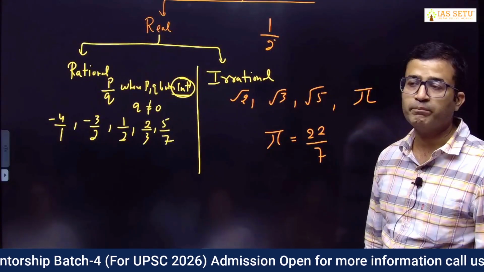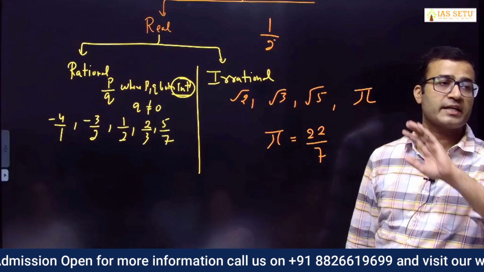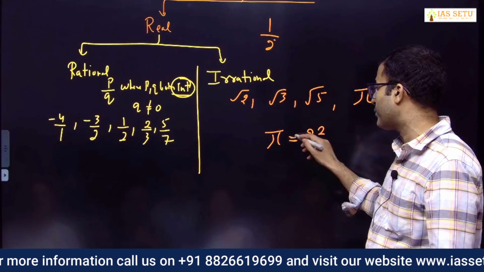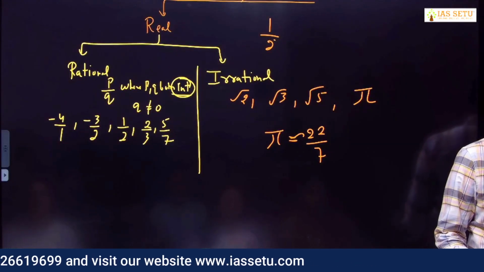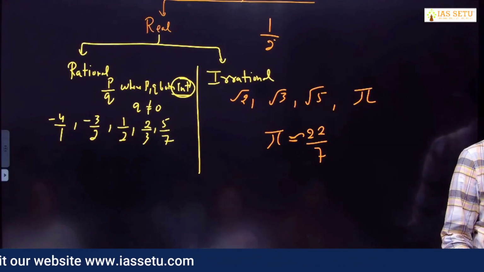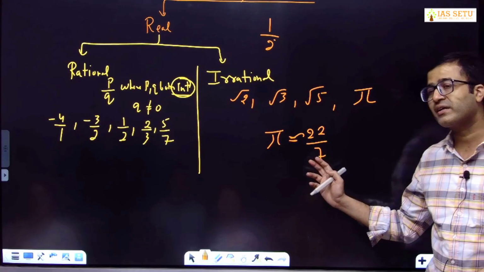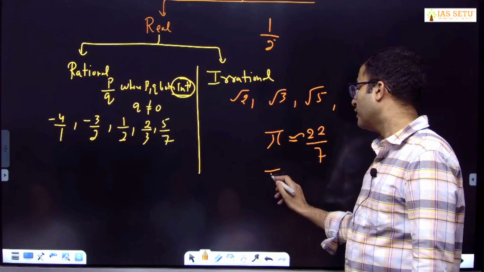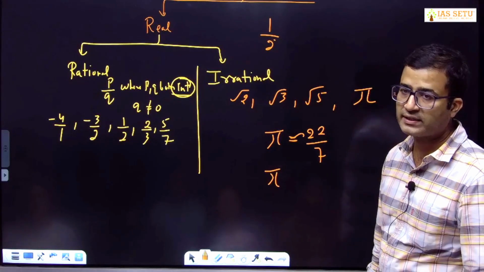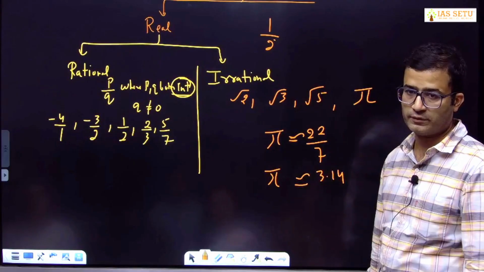But let me complete this. I tell you this 22 by 7 is not the exact value of pi. This is the approximate value of pi. Do you know any other value of pi? 3.14. Even that is also not the exact value. That is also an approximate value, 3.14.